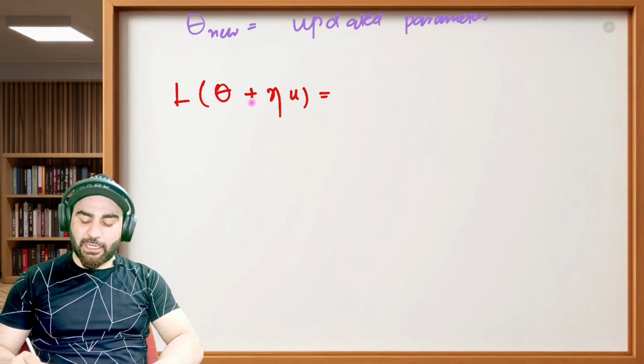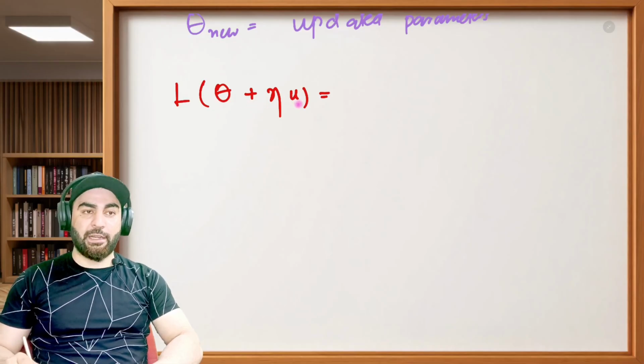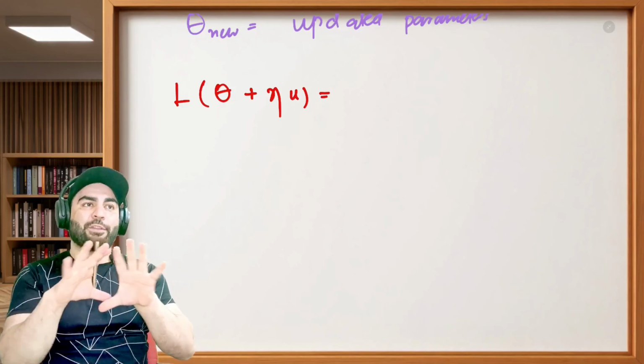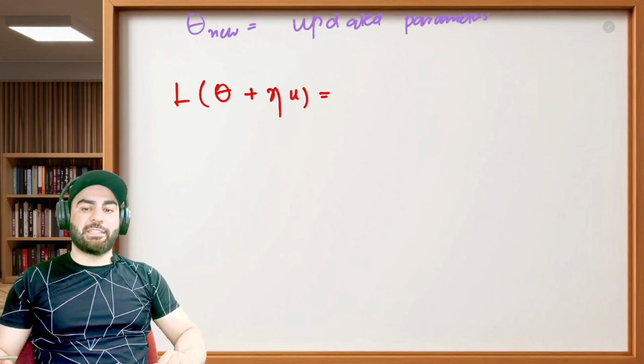Now we have this L of theta plus this, our updated parameters, and this is where we want to compute the loss. Now we can approximate this updated loss by using Taylor series in the neighborhood.